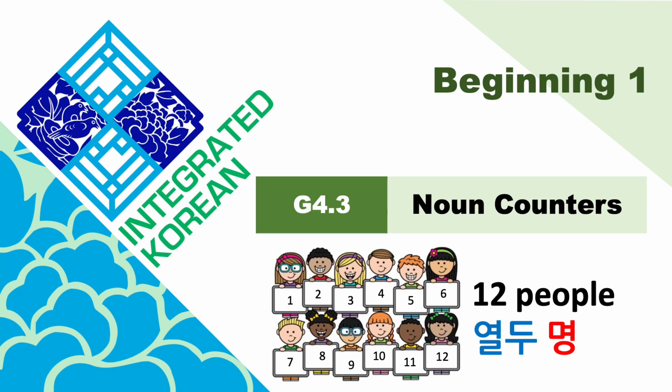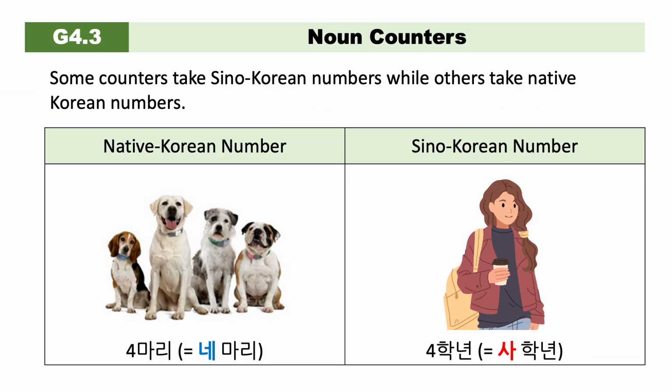Lesson 4. Grammar 4.3. Noun counters. In Korean, some counters take Sino-Korean numbers, while others take native Korean numbers. 4 dogs are 개 4마리, and the counter 마리 was used with a native Korean number, 넷, which changed its form into 네 before the counter.